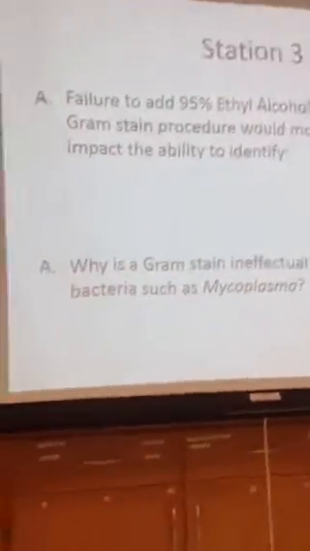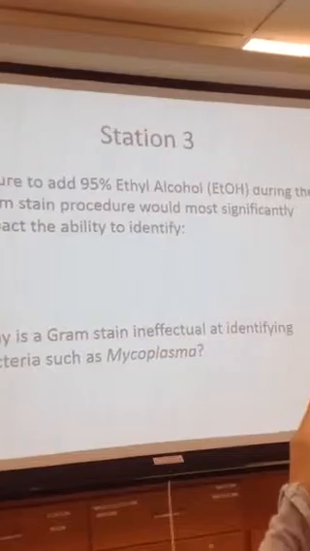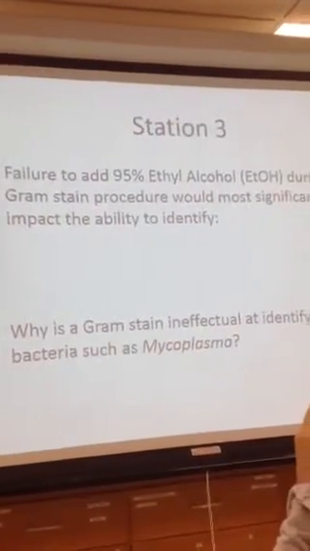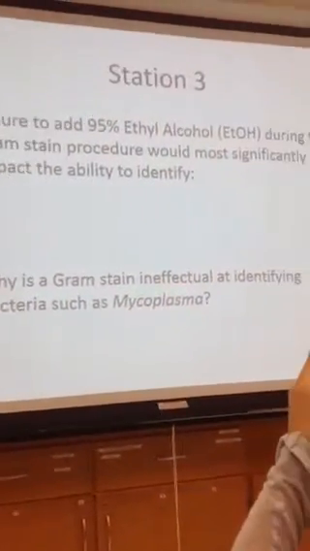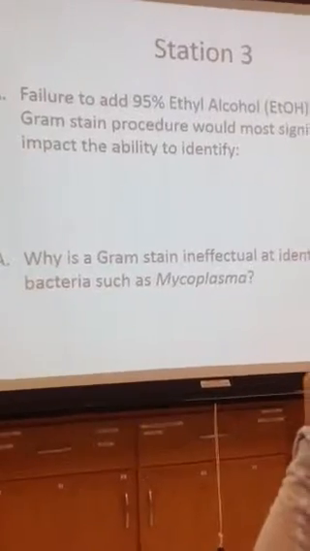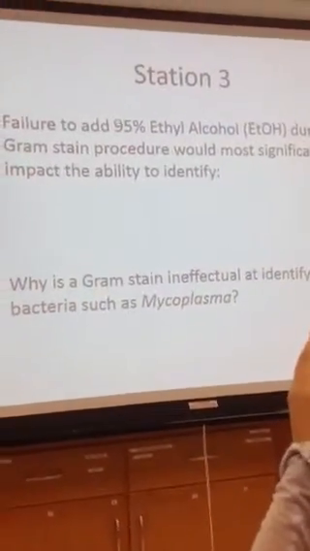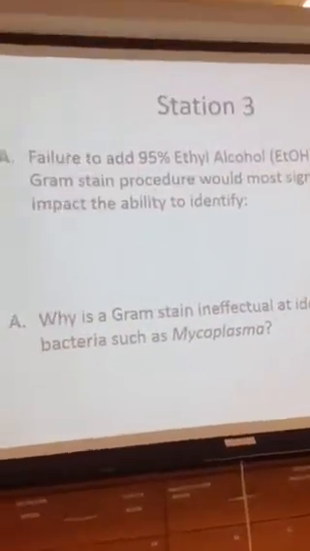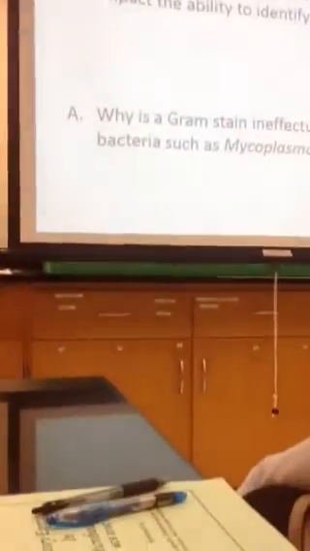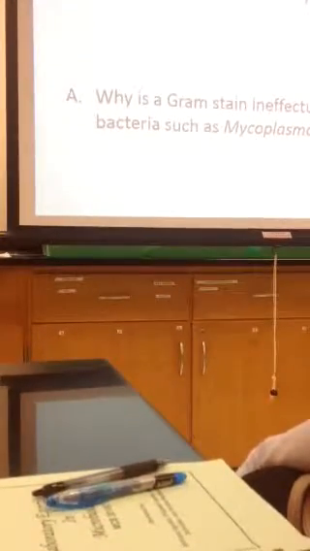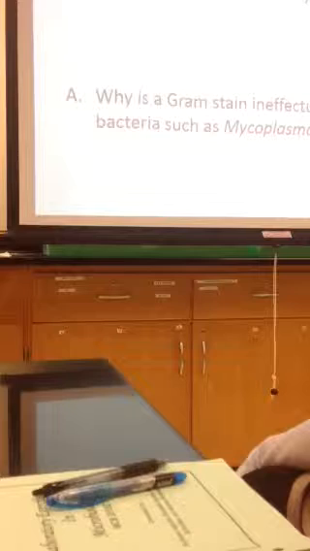Failure to add alcohol during gram stain would do what? Everything would be purple. Yeah. So you couldn't differentiate gram positive versus gram negative. You with me? Okay.